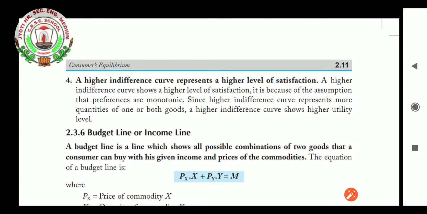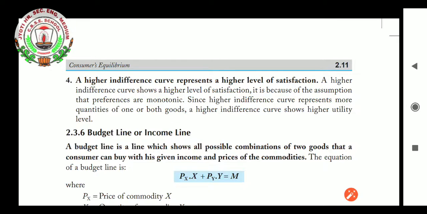A budget line is a line which shows all possible combinations of two goods that a consumer can buy with his given income and prices of the commodities. I think the line is clear to you people and very easy. A budget line is nothing, students, whatever expenditure amount we are having.